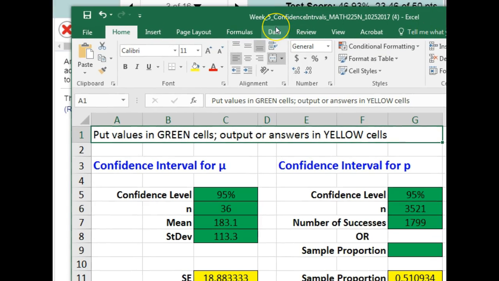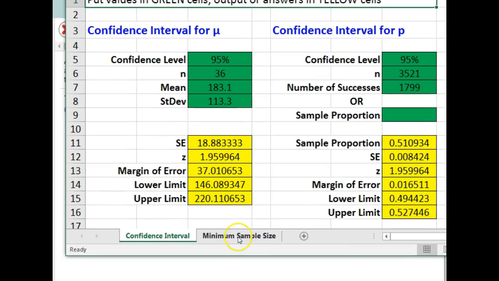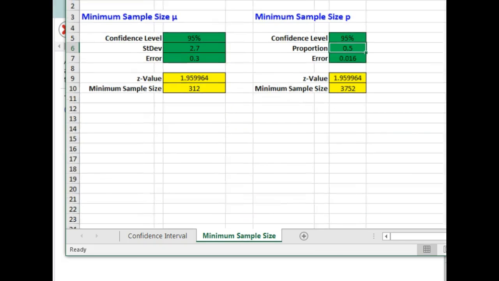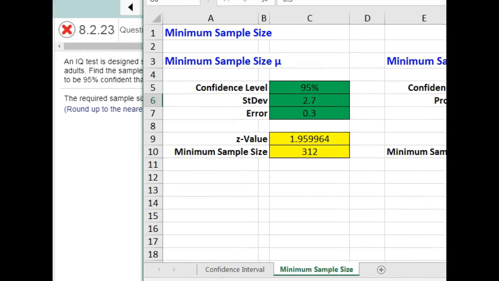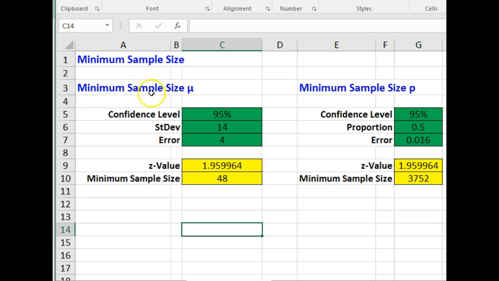So we're going to want to use the week 5 spreadsheet, and there's a tab at the bottom. Let me just pull that up, make sure we're clear. It's the minimum sample size tab, and that lets us know what size sample we need to get the result that we want. And so we're working with means here, finding the minimum sample size needed to estimate a population mean.